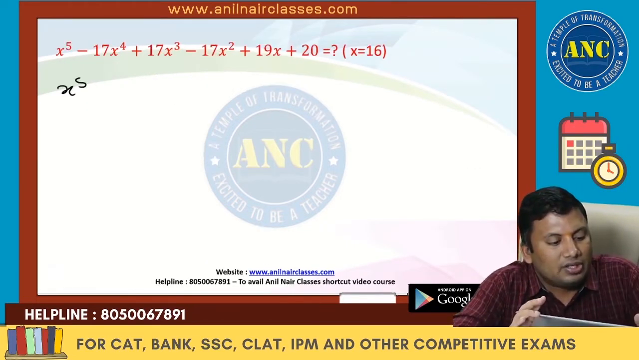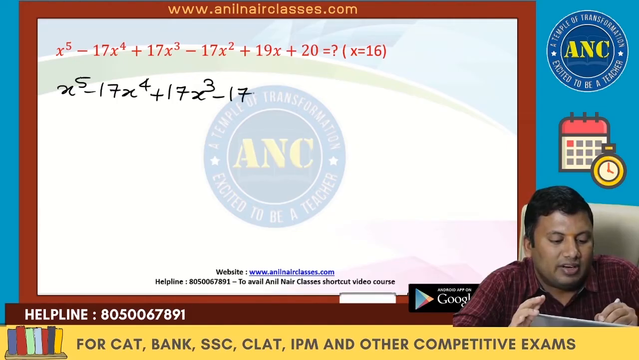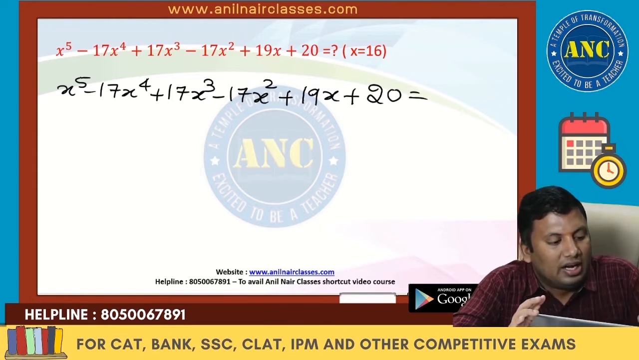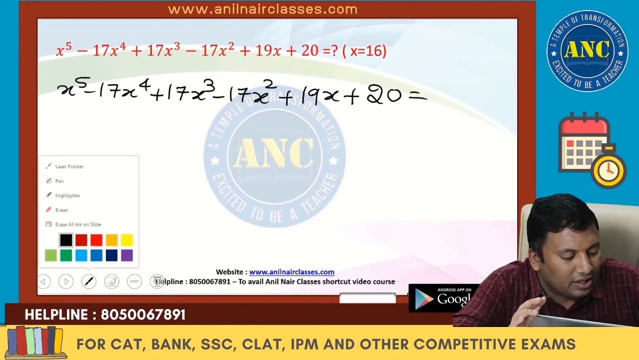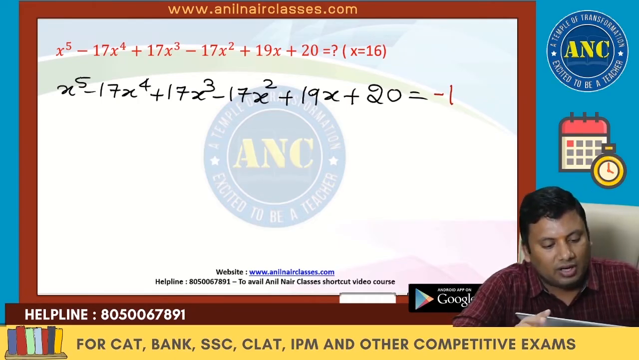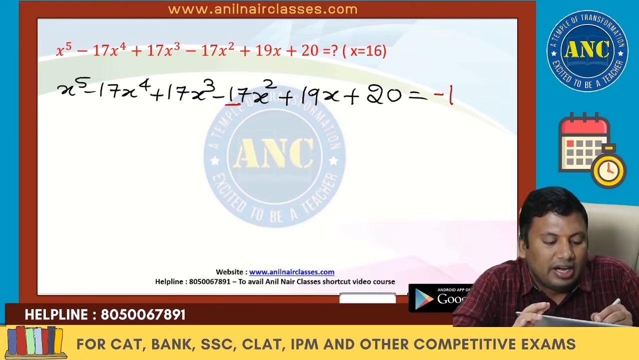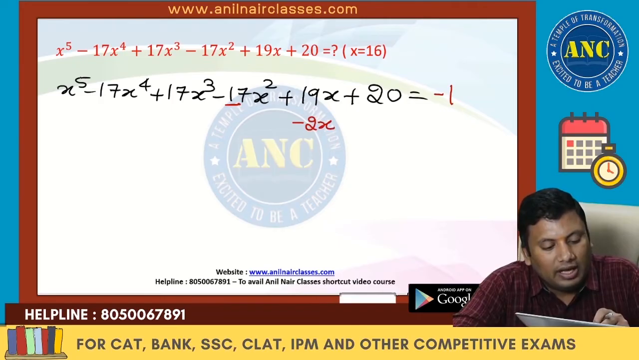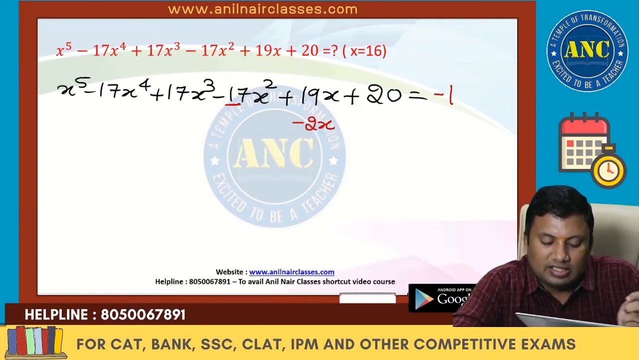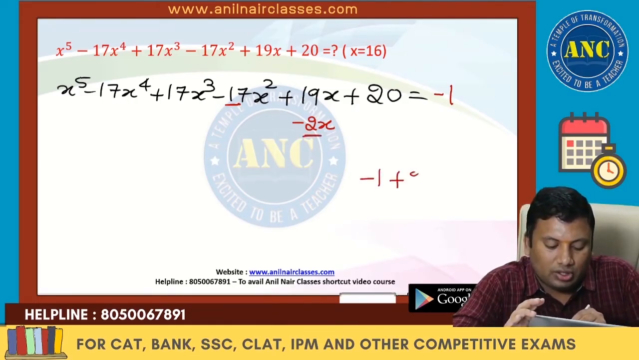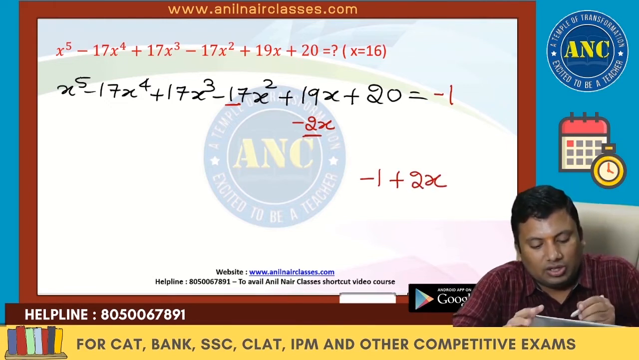Next one. X power 5 minus 17x power 4 plus 17x cube minus 17x square plus 19x plus 20. Degree is 5. If it is a complete equation, degree is odd, the right hand side value is -1. If it is minus 17x square, it should be plus 17x. That means 2x should be decreased. Minus 2x on the left hand side will be plus 2x. So this will be 17.